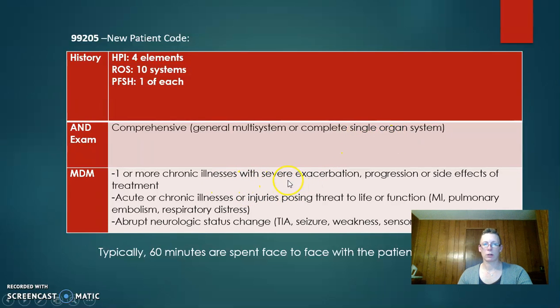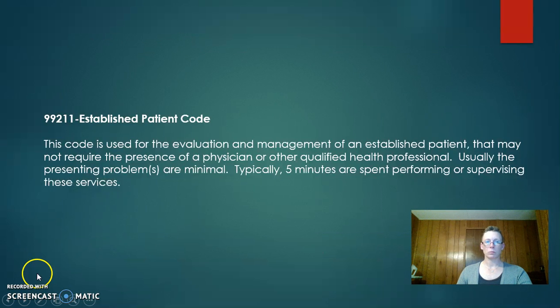Brief overview of new and established outpatient codes. First off, what's a new patient? A new patient is one who has not received any professional services from a physician or qualified healthcare professional or other physician or qualified healthcare professional of the exact same specialty and subspecialty who belongs to the same group within the last 3 years. An established patient basically is one who has received professional services from the physician or qualified healthcare professional of the exact same specialty and subspecialty who belongs to the same group practice within the past 10 years.